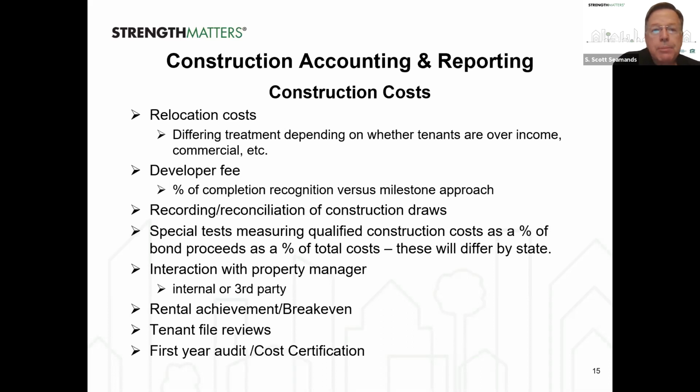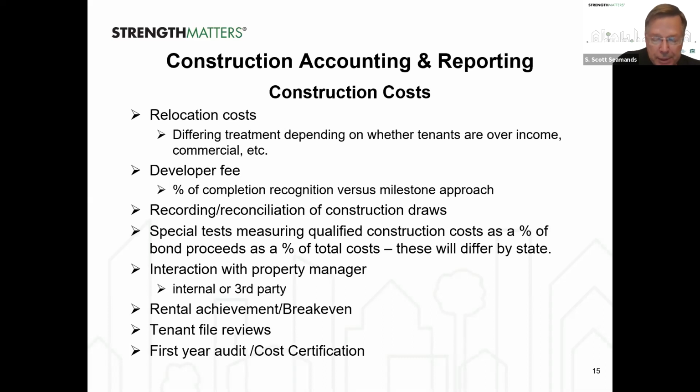Second one here is talking about the developer fee. We saw that on the requisition that Gail was showing us. There's a fairly elaborate calculation of how the developer fee is calculated. There are different percentages on acquisitions versus rehab costs and other criteria, and different states have different limits as well, and how much can be deferred versus how much can be paid up front.